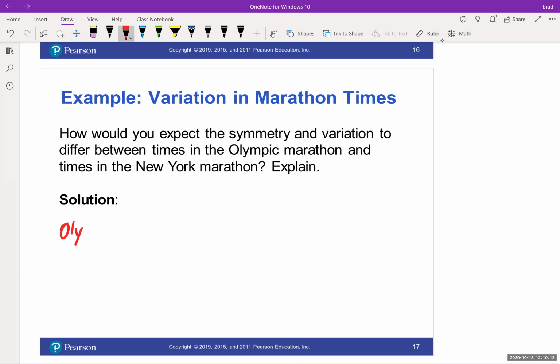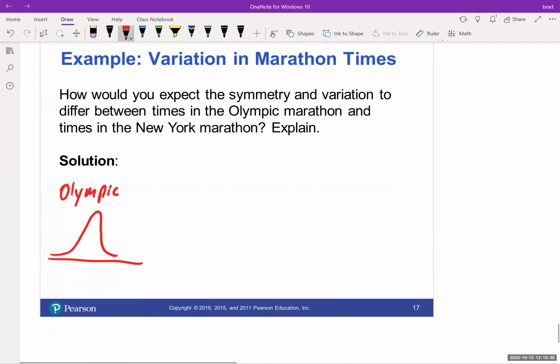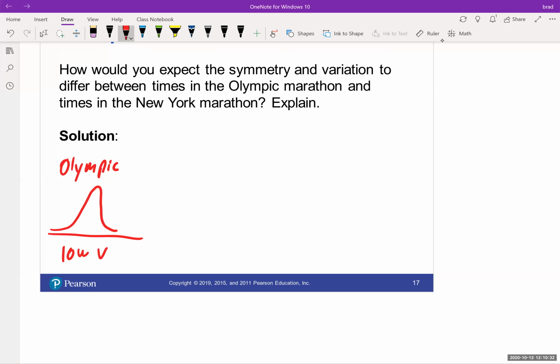So for Olympic, I would expect something like this, right? So for Olympic, I would expect the symmetry and variation to be, what did they call it? Low variation. Low variation. Because the Olympic runners, like I said, they're all going to be on the elite level. There won't be a lot of outliers. Everybody's going to be the best of the best.